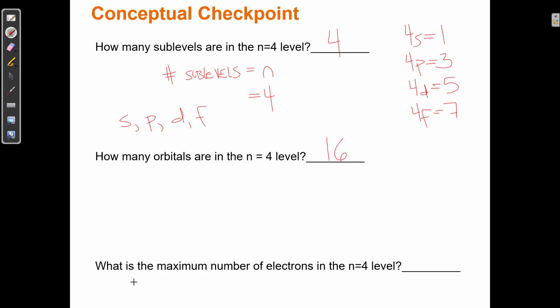So what is the maximum number of electrons that can be held in the n equals 4 level? Every orbital can hold 2 electrons. Each orbital holds 2 electrons. So how many electrons can be held in the n equals 4 level that has 16 orbitals? 16 times 2. 32 electrons.